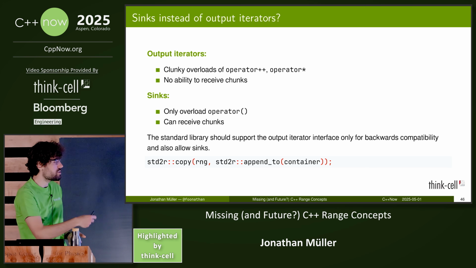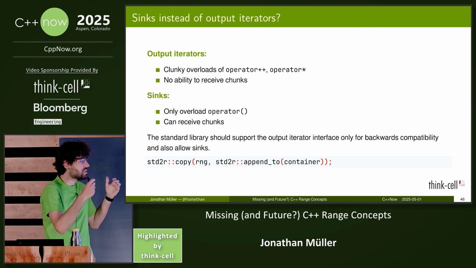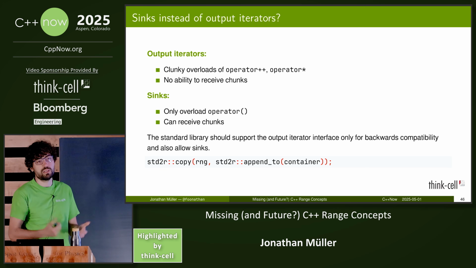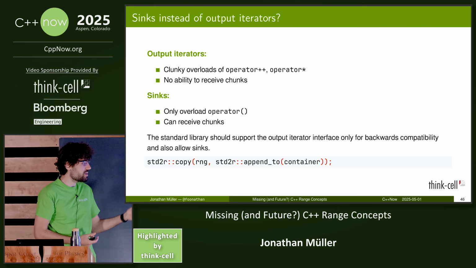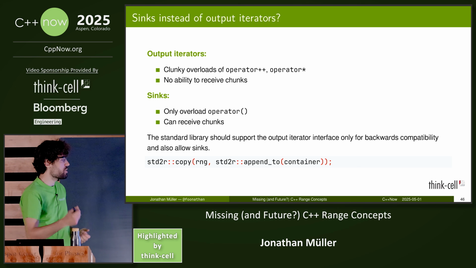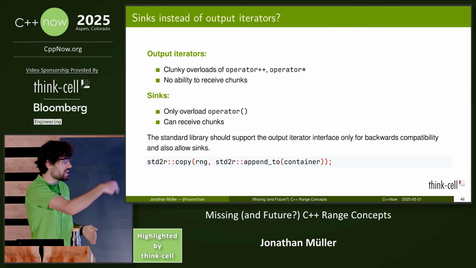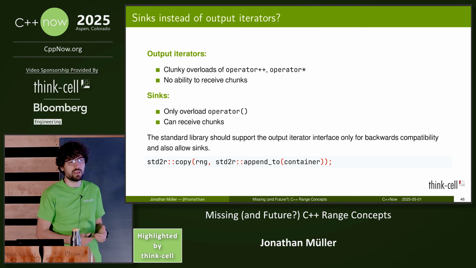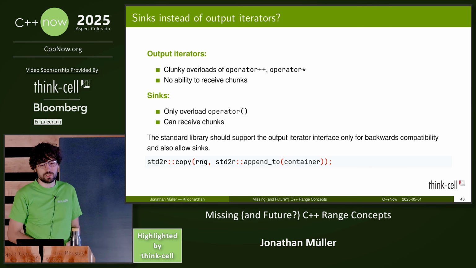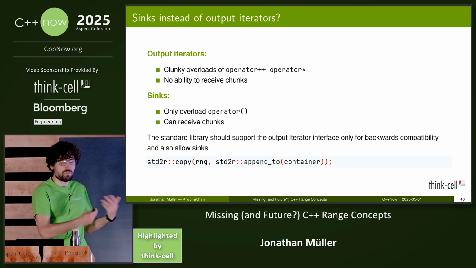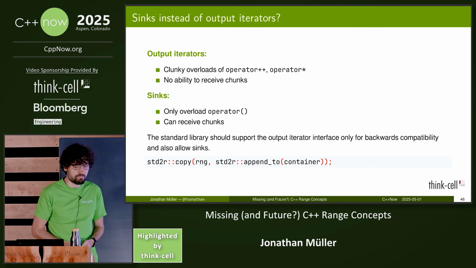So instead of having the back inserter, you would have an append-to sink, which provides the appropriate chunking for this particular container. For vector and string, the chunks would be contiguous, and then you can memcpy them in. But for example, if you have a range of lists and you want to append that into a list, you might be able to call splice when you receive a list, which is a chunk. And this just makes it a lot more efficient than going element by element.